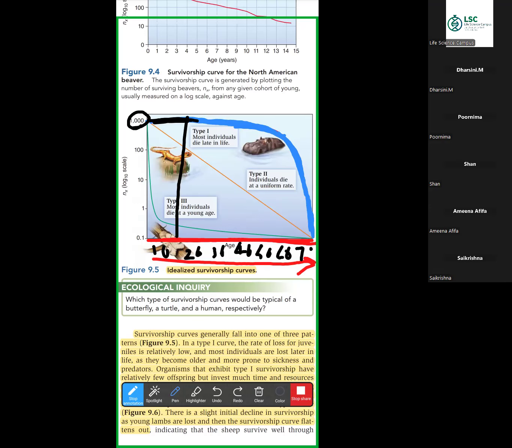As we move from left to right of the graph, the number of individuals decreases at a particular age. That is, when they become aged, most of the individuals will start to die. This means that most individuals die late in their life. There is no juvenile death, but most of the individuals will die late in their life only. Is it right?